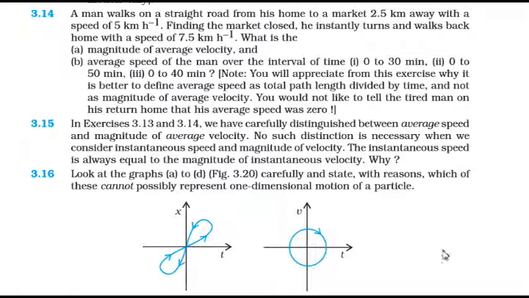Question number 3.15. In exercise 3.13 and 3.14, we have carefully distinguished between the average speed and magnitude of average velocity. Such distinction is necessary when we consider instantaneous speed and magnitude of velocity. The instantaneous speed is always equal to the magnitude of the instantaneous velocity. Why?